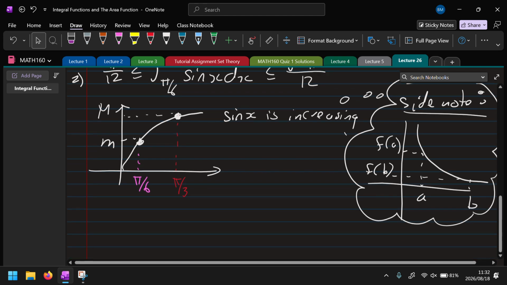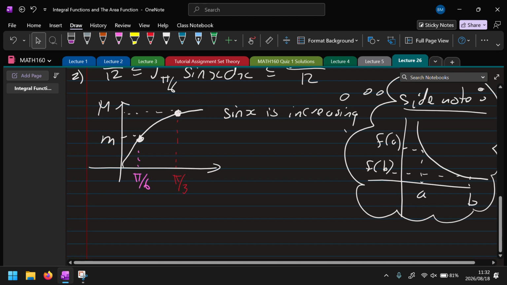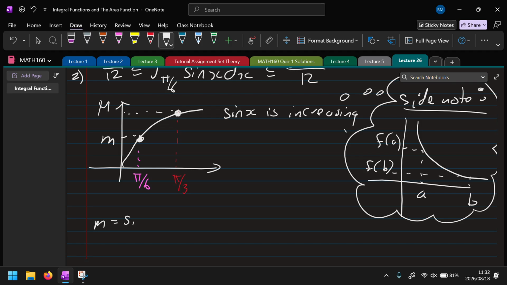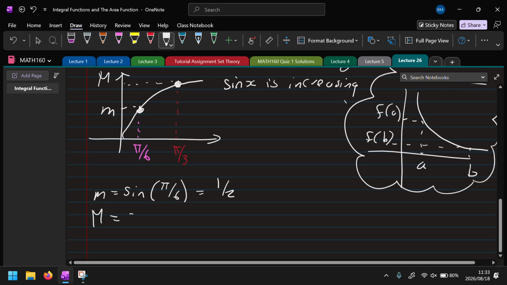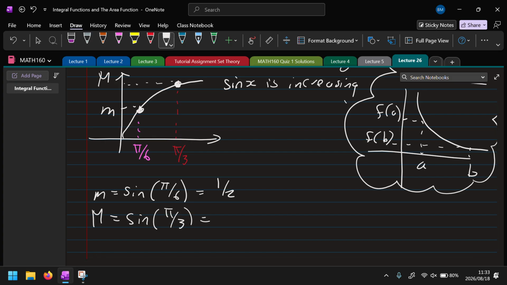So at pi over 6, we need to find little m. That's just sine of pi over 6. What's that going to be? Special angle, half, yeah. And then we need capital M. We said that was sine of the upper bound, sine of 60. Root 3 over 2, good.